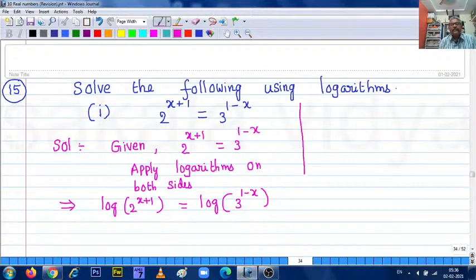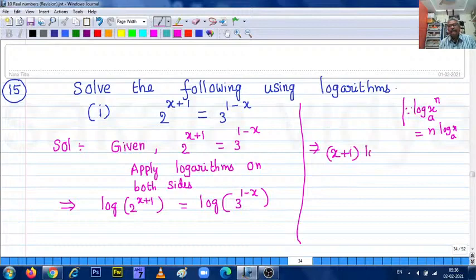So next, we have one important formula. What is the important formula? This is called power rule. Log x to the power of n to the base a equals n times log x to the base a. So this we can write x plus 1 into log 2 equals, this becomes 1 minus x into log 3.